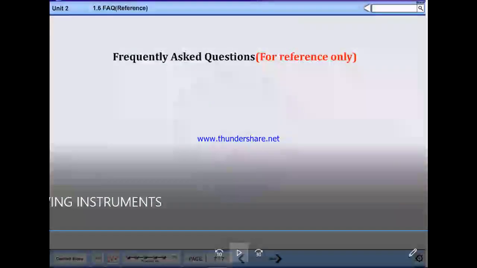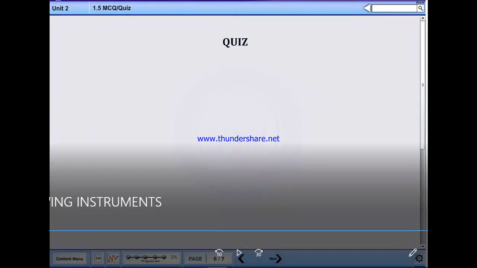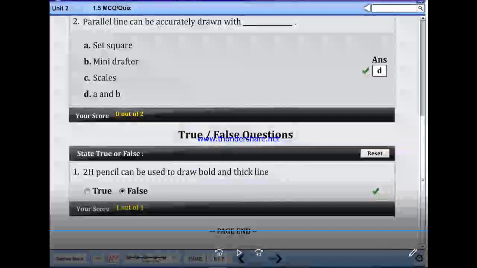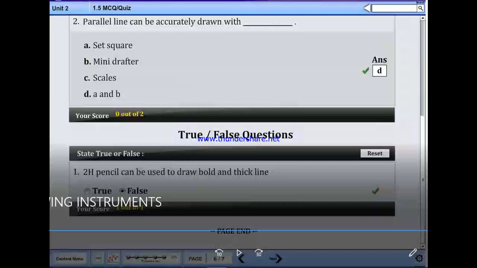Now one more, how can we identify true and false of the sentences? 2H pencil can be used to draw bold and thick lines? No, 2H is used for only light lines, not bold lines and thick lines. So like this, we are going to answer true and false questions.